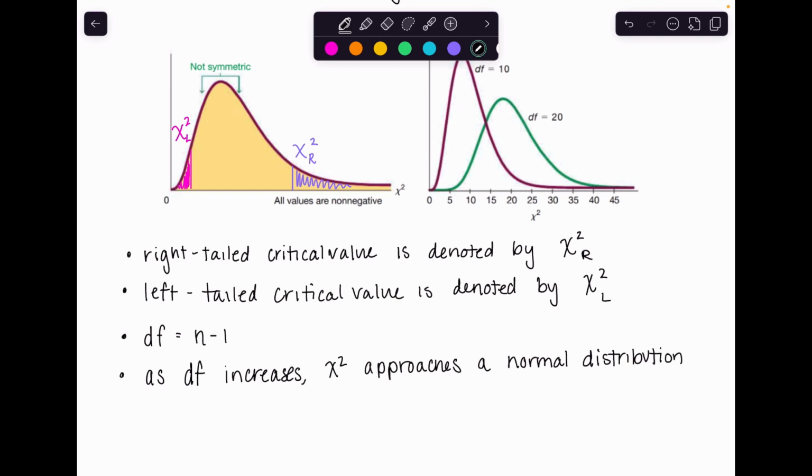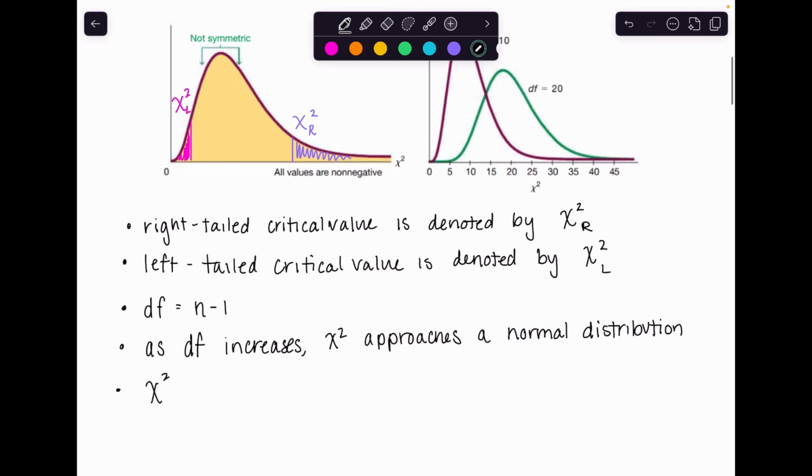Which is just like the t-distribution. The more data you have, essentially, the closer and closer it's going to look like something normal. And then as the last bit, the chi-squared is skewed to the right, meaning you have a large tail to the right side.